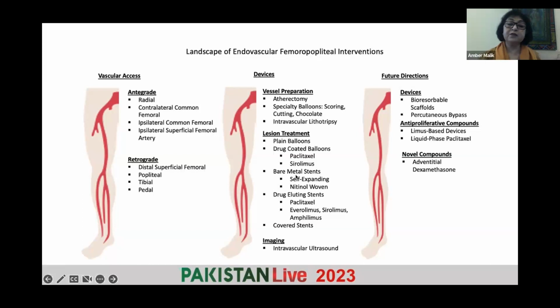Bare metal stents, we have used self-expanding and nitinol woven, as well as balloon-mounted. And drug-eluting stents, the drugs can be paclitaxel, and they are now coming up with everolimus, sirolimus, amphilimus, and then there are covered stents for specific reasons. And then for imaging, you can use intravascular ultrasound. What are the future directions? There are many other devices that are coming up, and I will talk about them in detail in a little while.